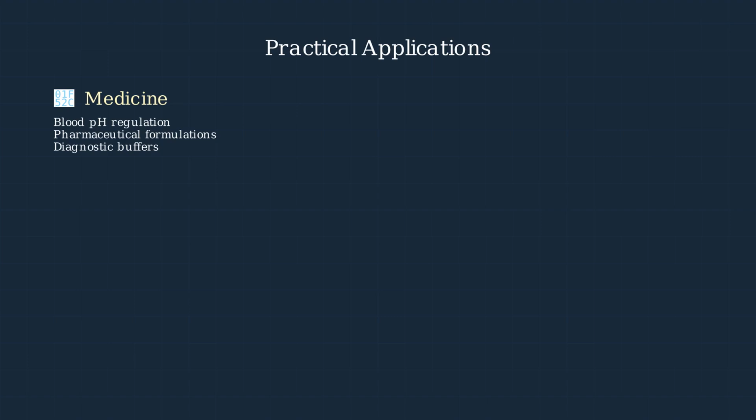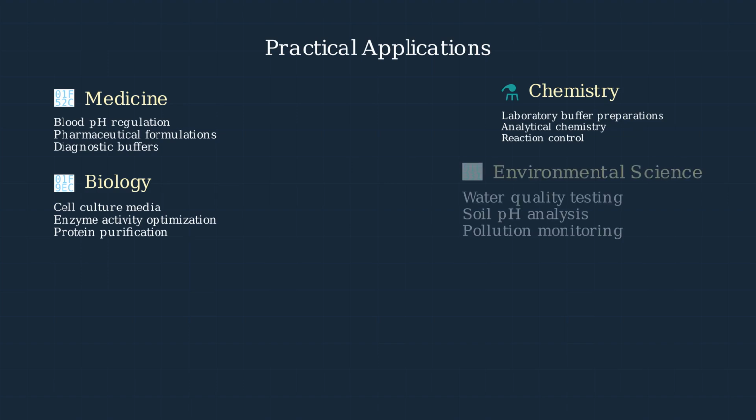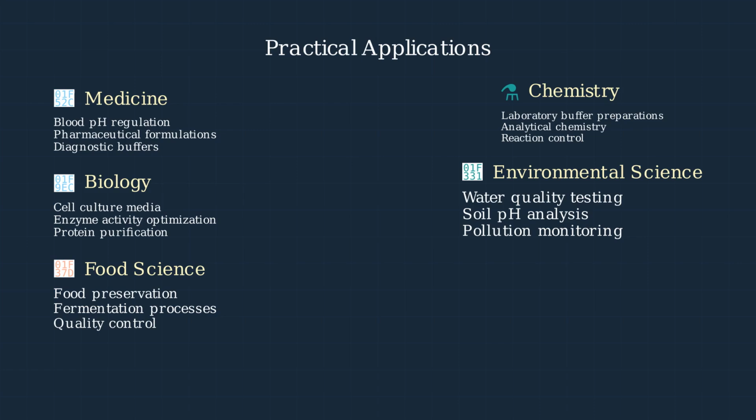In medicine, it's crucial for blood pH regulation and pharmaceutical formulations. Chemists rely on it for laboratory buffer preparations and analytical techniques. Biologists use it to optimize conditions for cell cultures and enzyme activity. Environmental scientists apply it in water quality testing and soil pH analysis. In food science, it helps with preservation methods and fermentation processes.